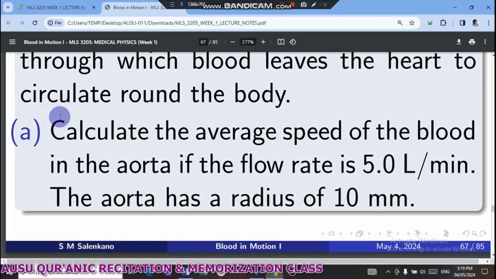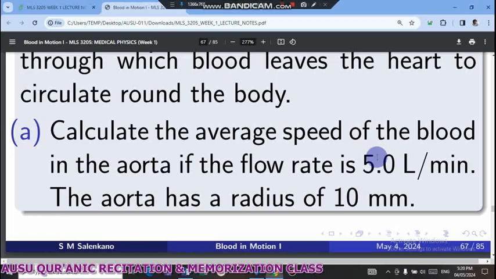A, here is the first question. Calculate the average speed of the blood in the aorta if the flow rate is 5.0 liters per minute. The aorta has a radius of 10 millimeters. Okay. This is interesting. They want us to get the average speed of blood in the aorta, which means we want to get V.